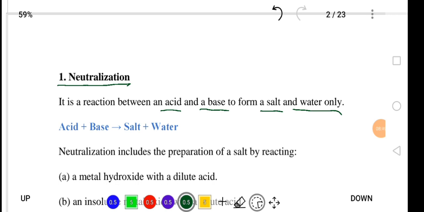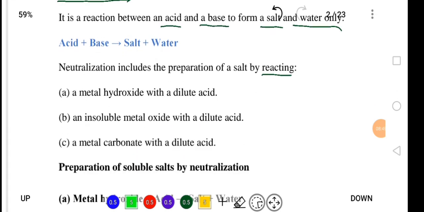Now, neutralization includes the preparation of salts by reacting, number one, a metal hydroxide with an acid. This metal hydroxide should be in the form of an aqueous solution. An aqueous solution is a solution in which water acts as the solvent.